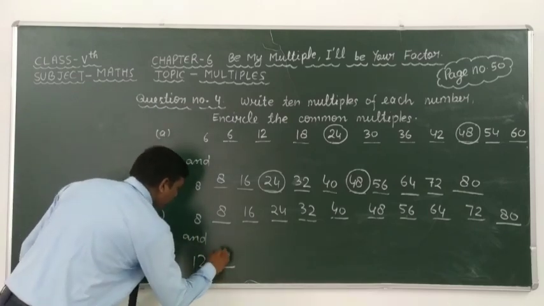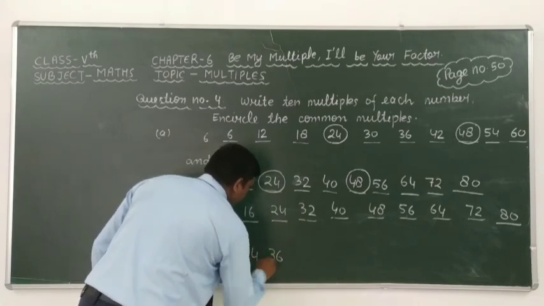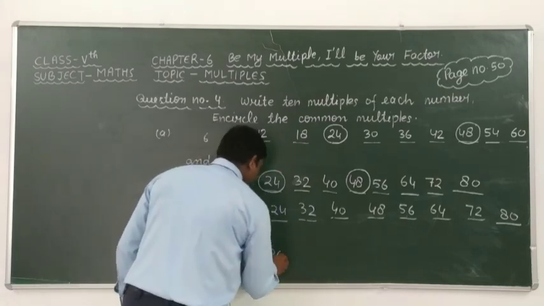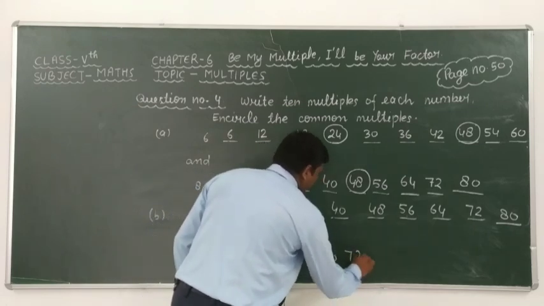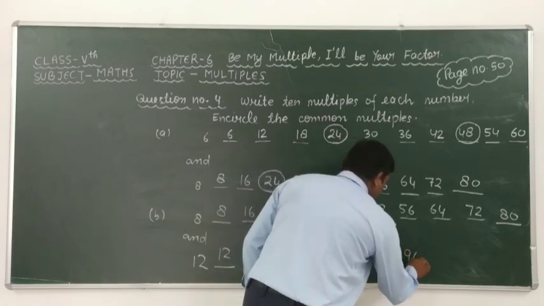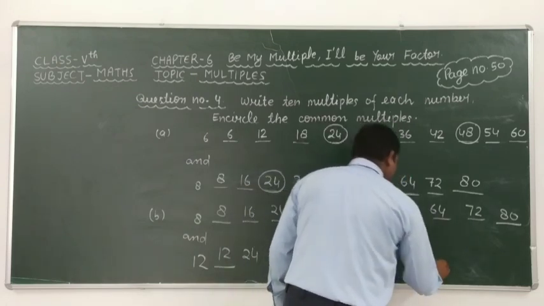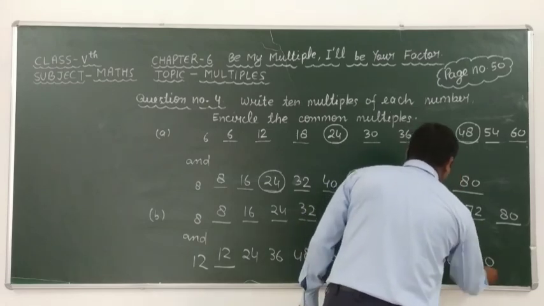Similarly, we can write the multiples of 12. Look here carefully. 12 1 is 12, 12 2 is 24, 12 3 is 36, 48, 60, 72, 84, 96, 108, and lastly we can write 120.